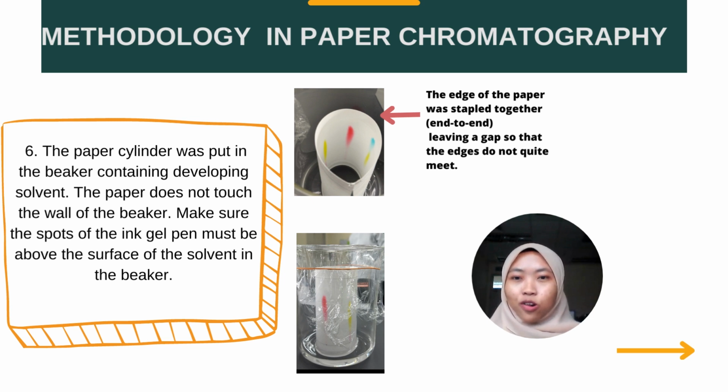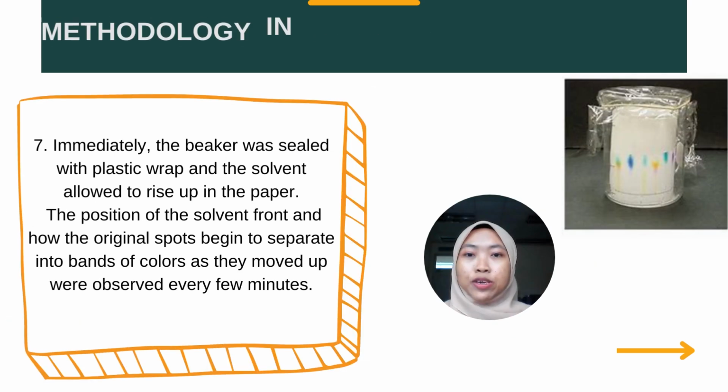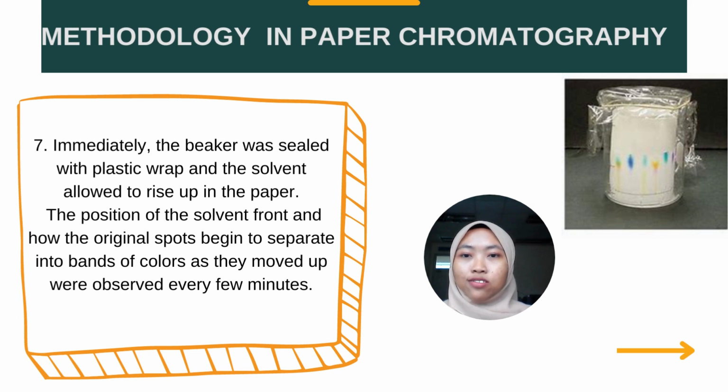The paper does not touch the wall of the beaker, so make sure the spots of the ink gel pen are above the surface of the solvent in the beaker. Immediately, the beaker was sealed with plastic wrap and the solvent allowed to rise up the paper. The position of the solvent front and how the original spots begin to separate into bands of colors as they move up were observed every few minutes.